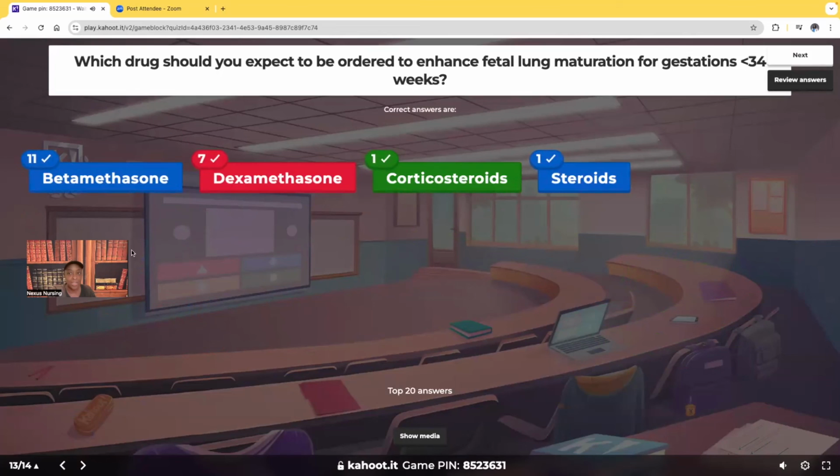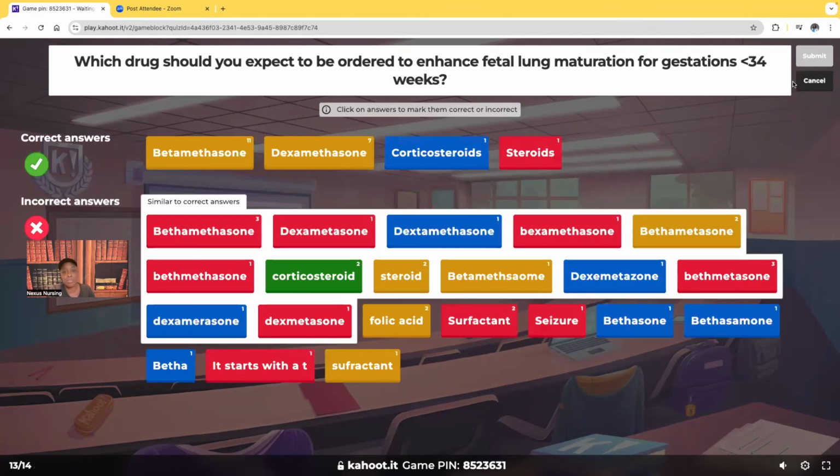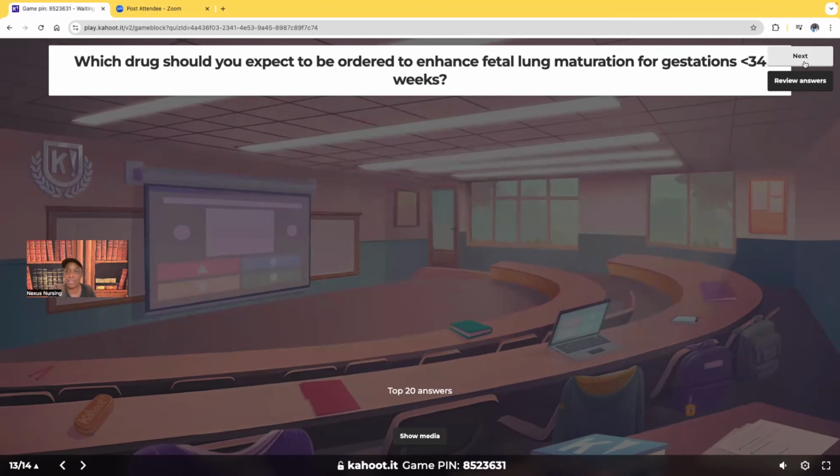I should put surfactant in. But this, it is corticosteroids: betamethasone, dexamethasone, corticosteroids. Let me see what you guys put. Good, good, good. Oh, yeah, I did have less than 34 weeks. Okay. All right. I was worried for a second.